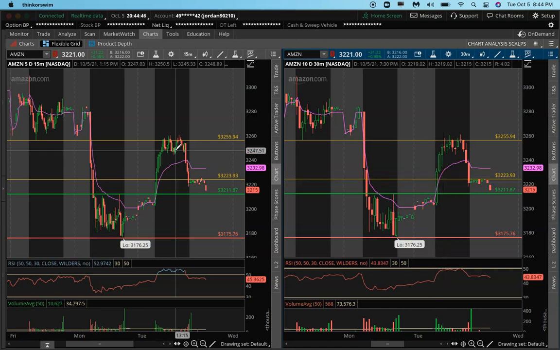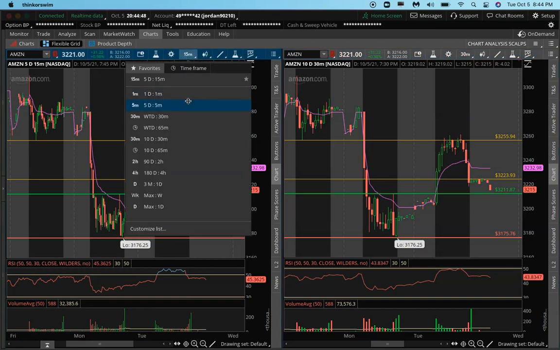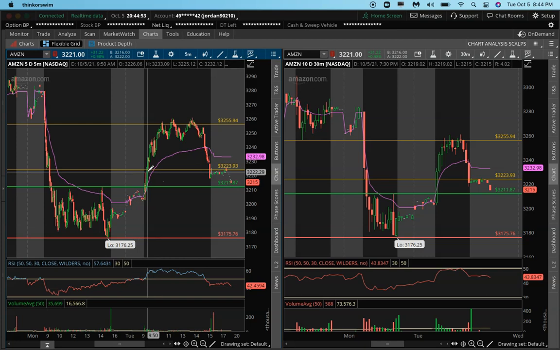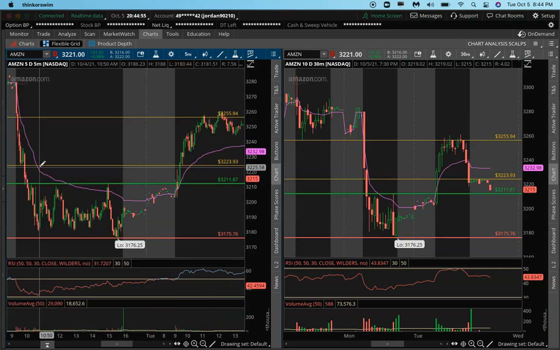Now, if I go to a 5-minute time frame here and kind of narrow it down, you guys can see we got that break above, we got the closes above VWAP, and once we did, we made that push higher. We got to our trigger here, our first target.